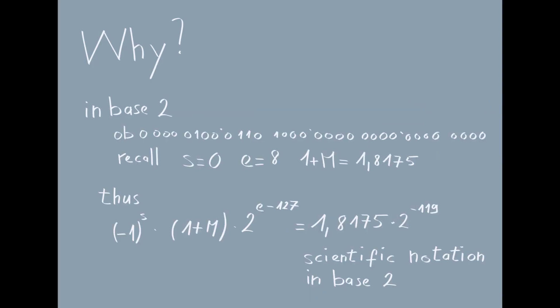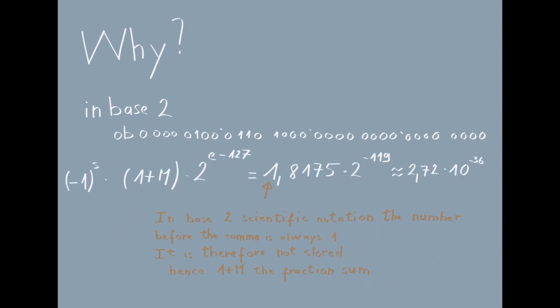At that point we can retake our 32-bit float number and write it in base 2 scientific notation. Minus 1 to the power of s gives the sign. In base 2 scientific notation, the number before the comma is always 1. We had 2 in the base 10 example, but in base 2 it's always 1, and thus we don't need to store it. And finally the exponent, minus 119 we calculated. Thus our float number would be 2.72 times 10 to the minus 36.